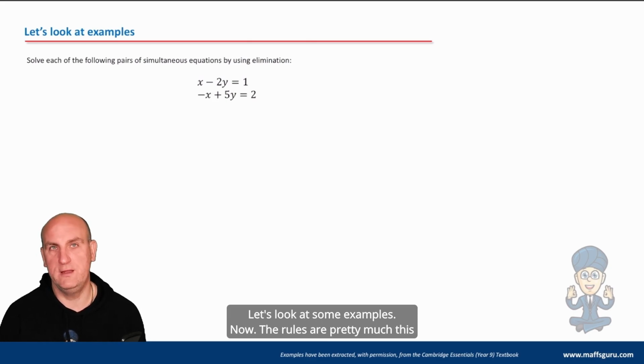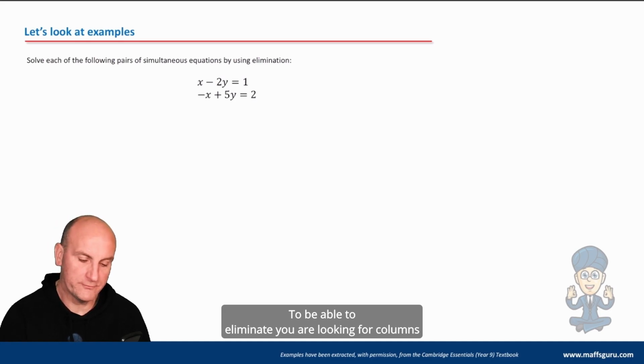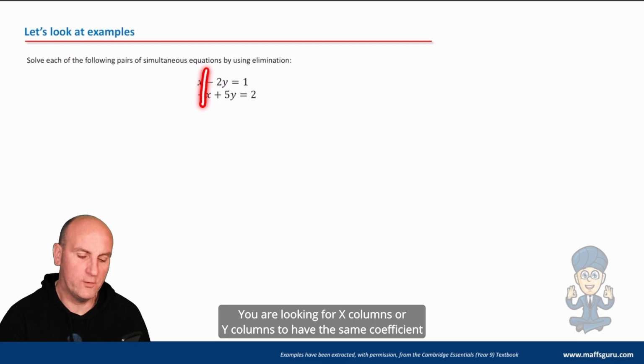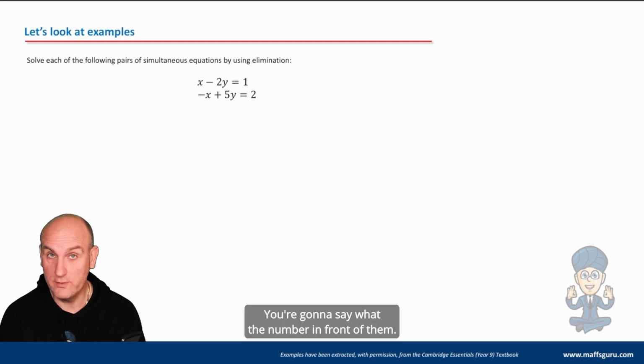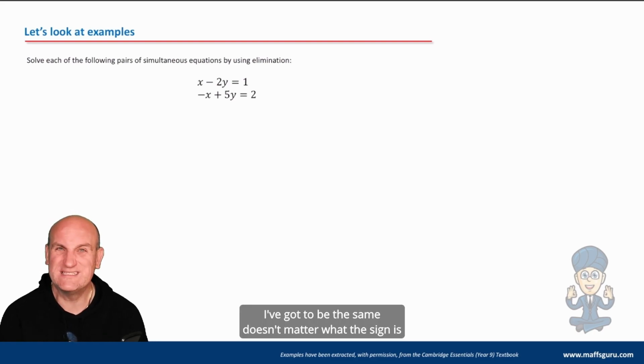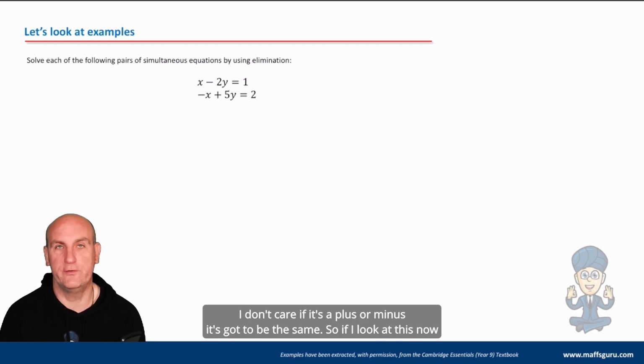Now, the rules are pretty much this. To be able to eliminate, you are looking for x columns or y columns to have the same coefficient. You're going to say, what? The number in front of them has got to be the same. It doesn't matter what the sign is. I don't care if it's a plus or a minus. It's got to be the same.